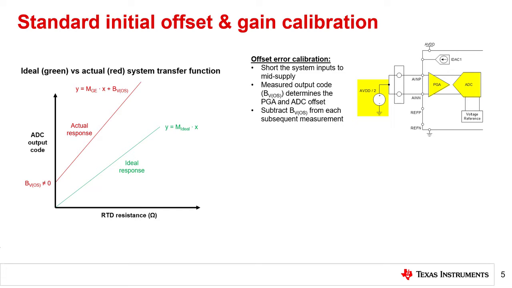This helps keep the input voltage at the center of the PGA common mode range. Then, the measured output code corresponds to the combined offset of the PGA and the ADC. Averaging multiple conversions can help reduce noise in the offset voltage measurement. Finally, the offset voltage is subtracted from each subsequent measurement.